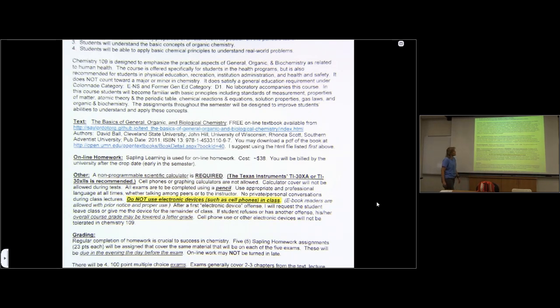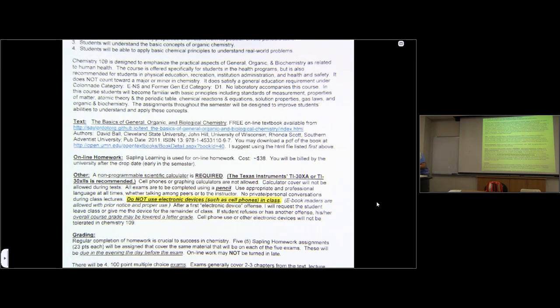So the only thing you're going to have to buy will be the Sapling Homework Program, and that is something that will be available to you, and it will be billed. It's available to you now. It will be billed to you around probably about September 1st. And so you'll want to look there and see if you get a bill from the university for about $38 and then pay that. But that's it. This semester, that's all you have to pay for Chemistry 109. So pretty cheap 4-hour class. What else do you need? You need a calculator.